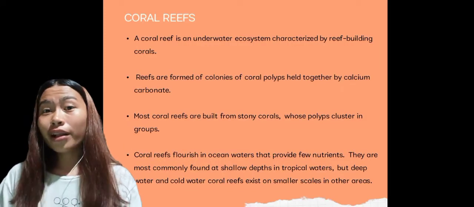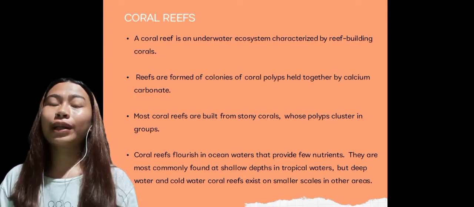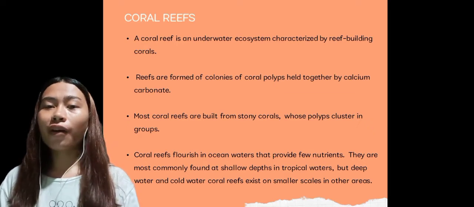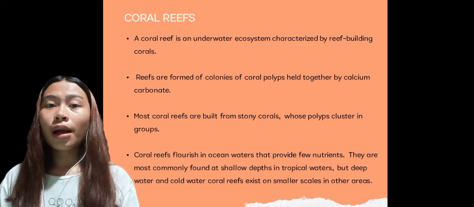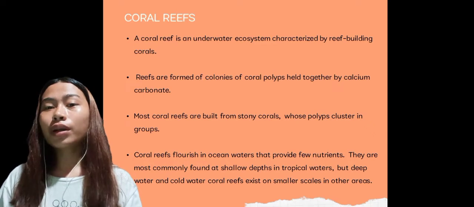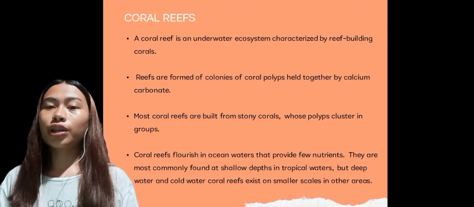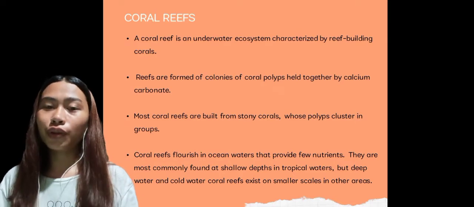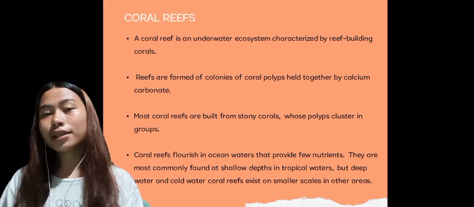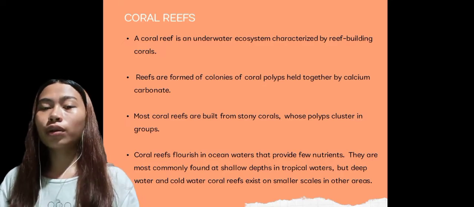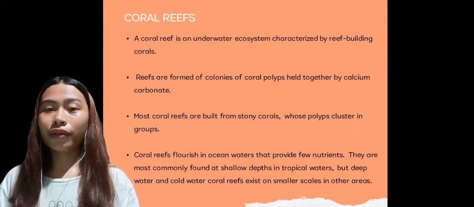So what is coral reef? A coral reef is an underwater ecosystem characterized by reef-building corals. Reefs are formed of colonies of coral polyps held together by calcium carbonate. Most coral reefs are built from stony corals whose polyps cluster in groups. Coral reefs flourish in ocean waters that provide few nutrients, so they are most commonly found at shallow depths in tropical waters, but deep water and cold water coral reefs exist on smaller scales in other areas.